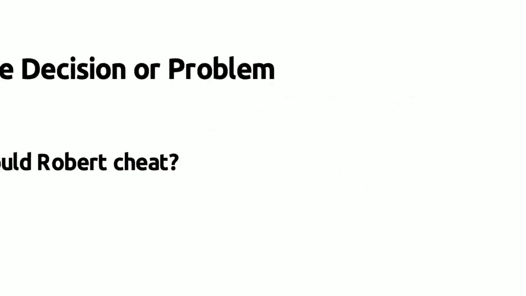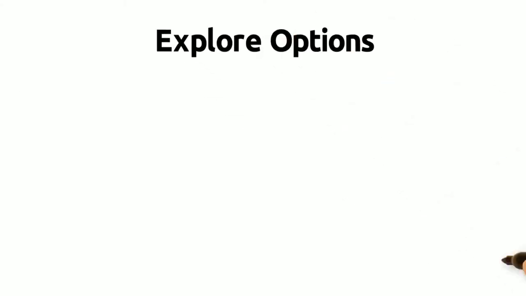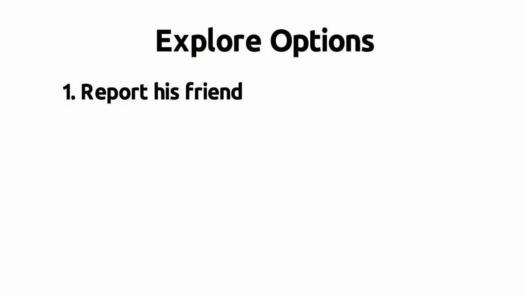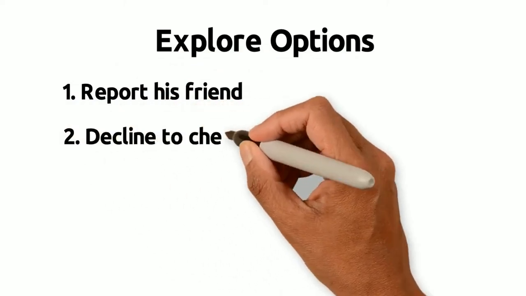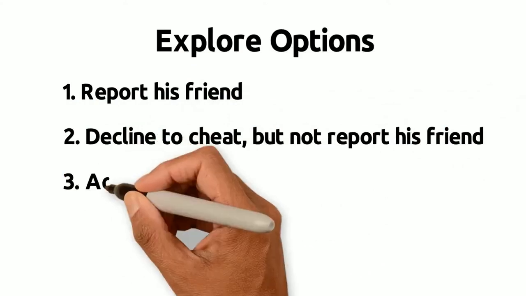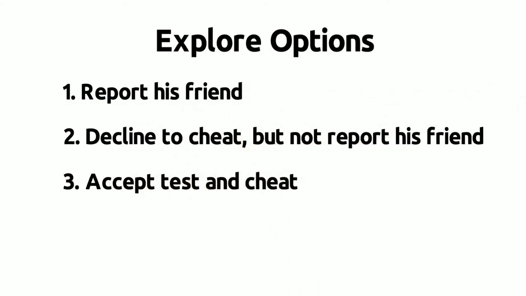The next step is to explore his options. Robert sees that he has three possible options. Option one, report his friend to the teacher. Option two, decline the test, but not report his friend. Option three, accept the test and use it to study.